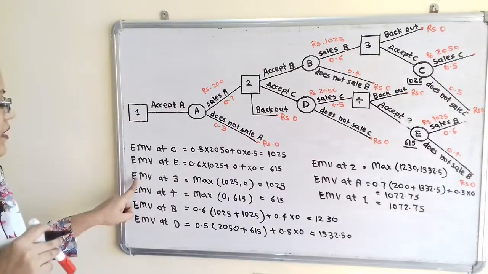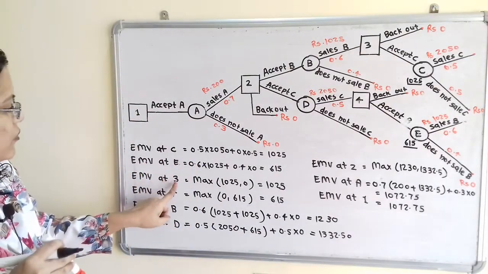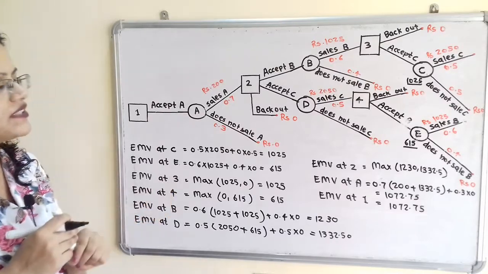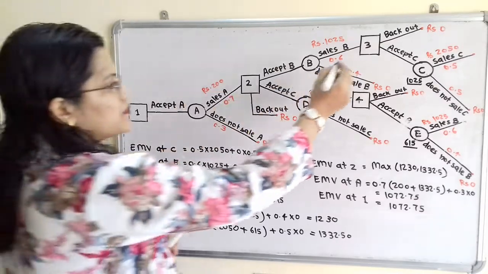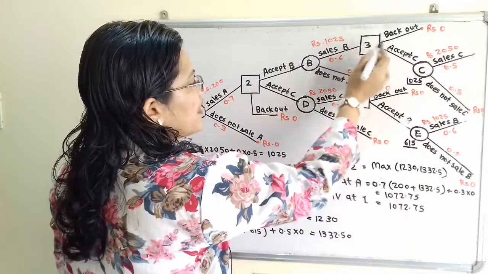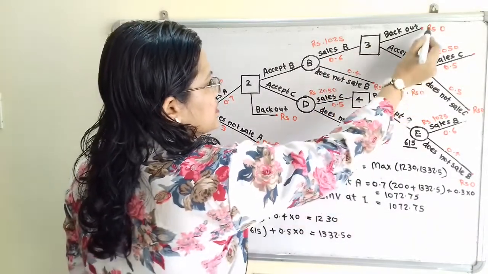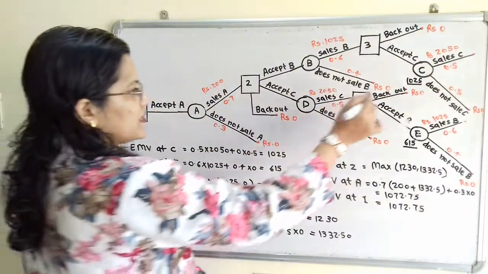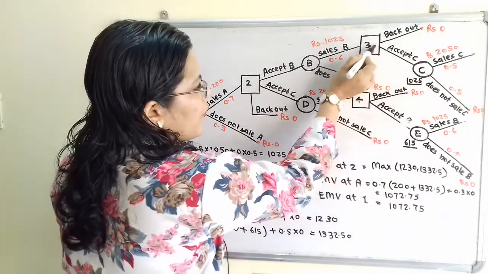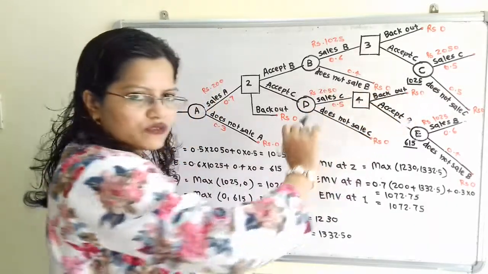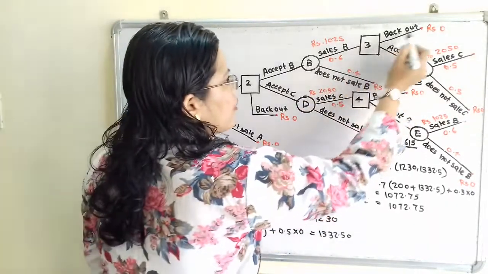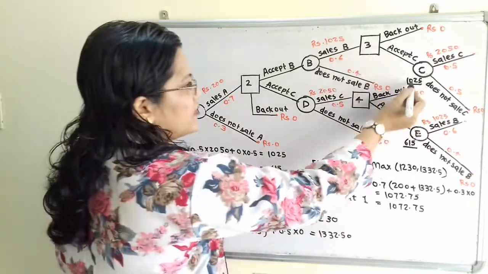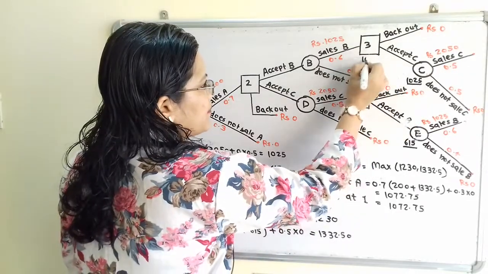Now the expected monetary value at decision node 3. So this is important. If we observe at this decision node, we have to select the maximum value in between these two. So for this branch the value is 1025, and for this branch it is 0. So I will select the maximum profit, that is 1025.